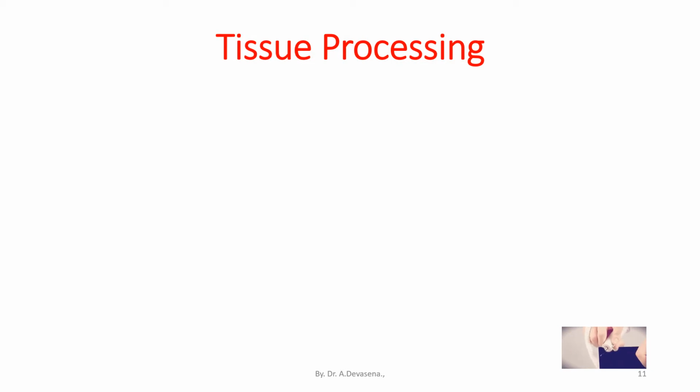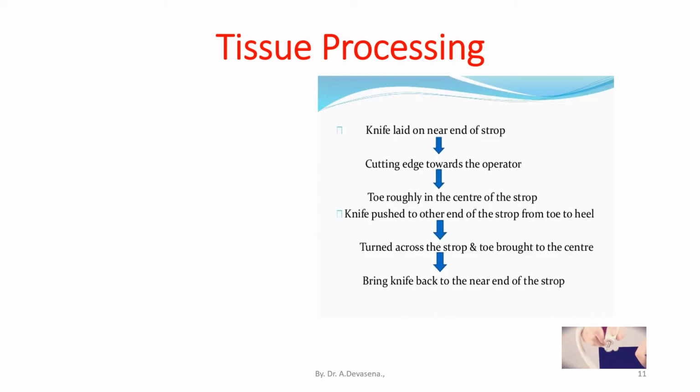Tissue processing representation is shown below. Here is the representation. First step, knife laid on near end of stroke, then cutting edge towards the operator, two roughly in the center of the stop, knife pushed to other end of the stop from toe to heel, turned across the stop and toe brought to the center, bring knife back to the near end of the stop.